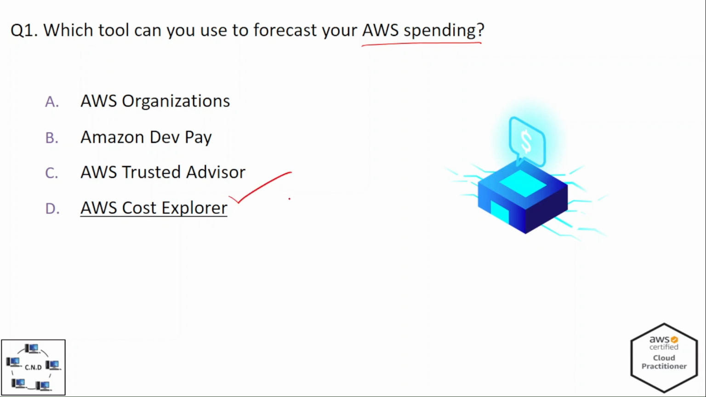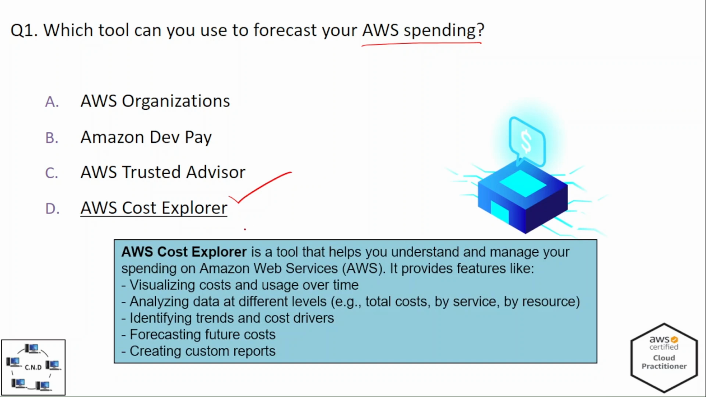AWS Cost Explorer. So what is the AWS Cost Explorer? It is basically a tool that helps you understand and manage your spending on Amazon Web Services. It provides features like visualizing your cost and usage over time, analyzing data at different levels, for example, total cost by service or by resource, identifying trends and cost drivers, forecasting future costs, and creating custom reports. So these all are the features of AWS Cost Explorer.